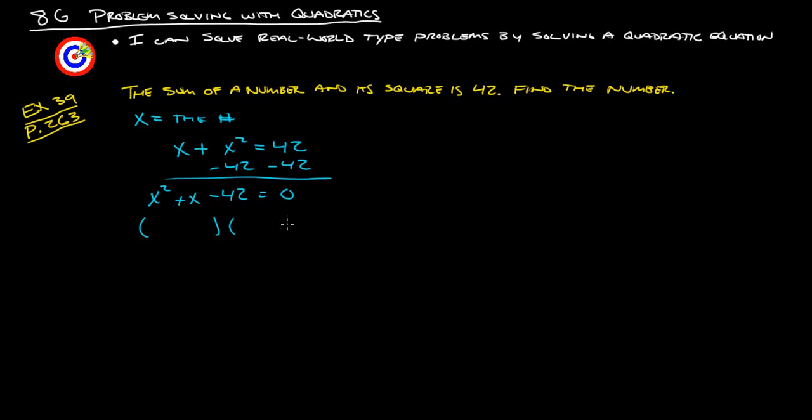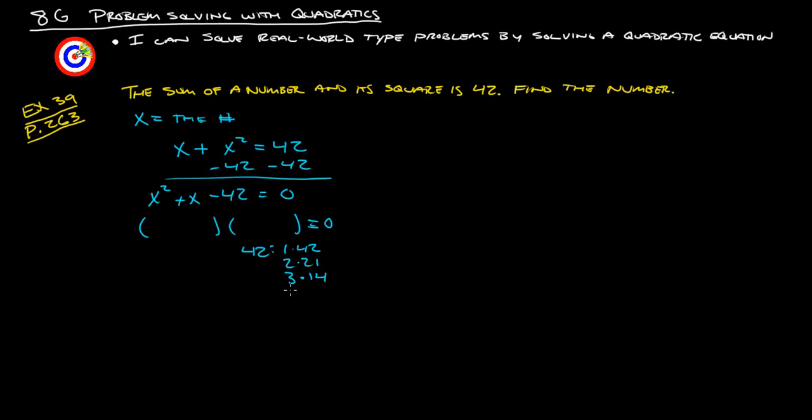Okay, so since this equals 0 and our leading coefficient is 1, I think the easiest way to do this is to just do the backwards technique where you start at the right and then work backwards. So what are the factors of 42 that have a difference of 1? Factors of 42 are 1 and 42, 2 and 21. Let's see, 3 and what's that give us? 14.